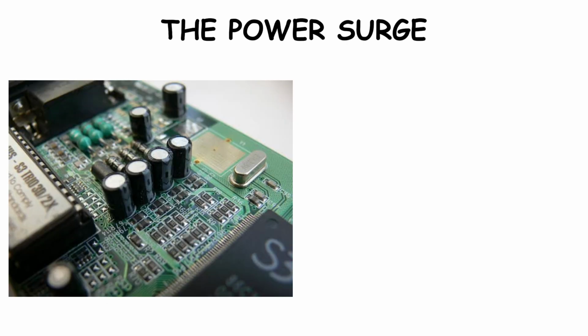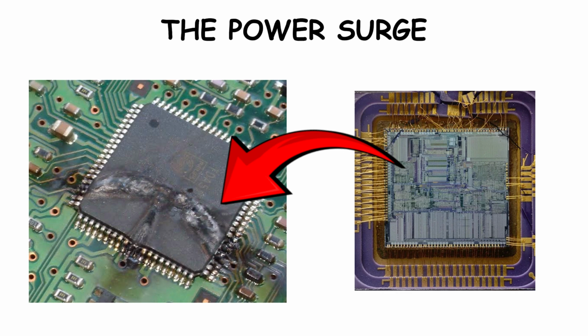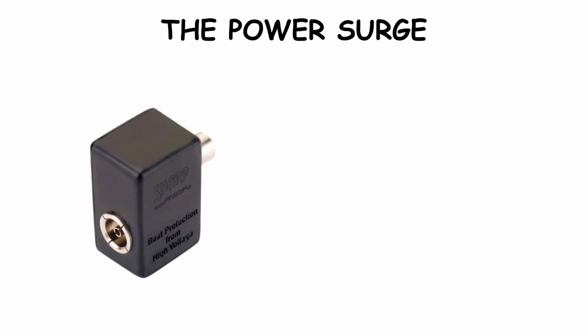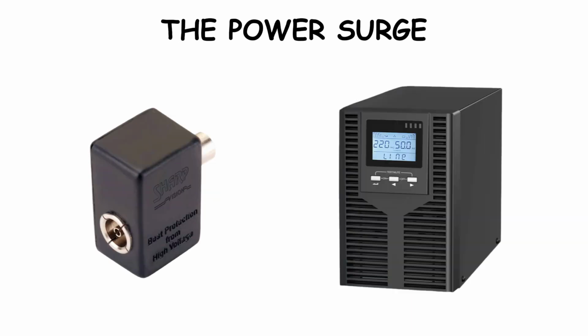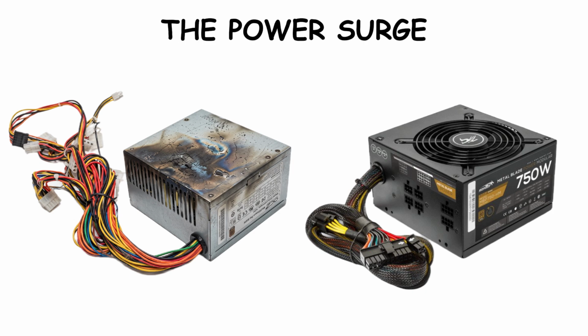It overpressurizes the electrolytic fluid inside the capacitors, causing them to physically burst and permanently melts the microscopic silicon gates inside the CPU. The only fix is prevention through a dedicated high-joule surge protector or UPS. If the surge already hit, you replace your power supply and pray the motherboard survived.